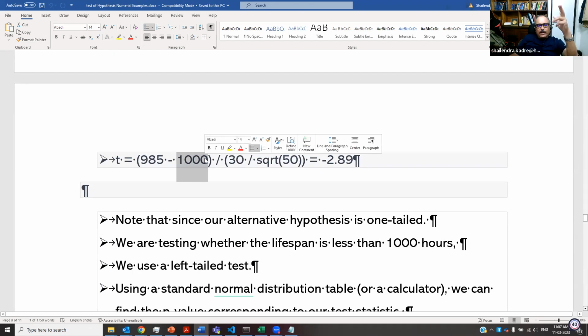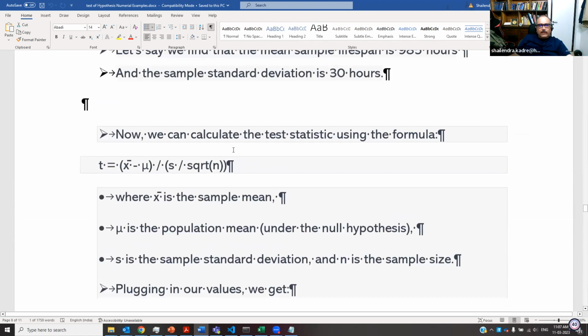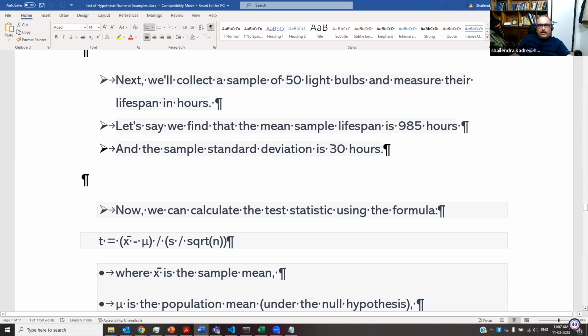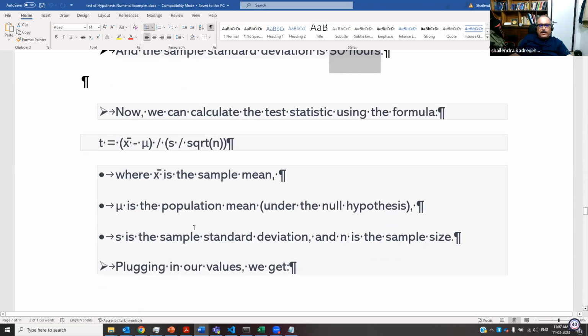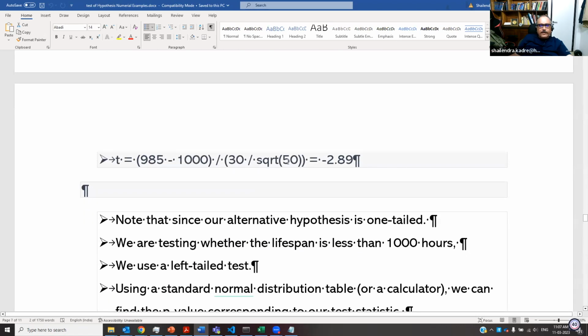In the null hypothesis, we have assumed that our bulb's mean lifespan is 1000 hours or more. So from that null hypothesis, we are assuming that our population mean is 1000, divided by 30. 30 is the standard deviation, which we have calculated from our sample. So that standard deviation we have put here. And then the sample size is 50.